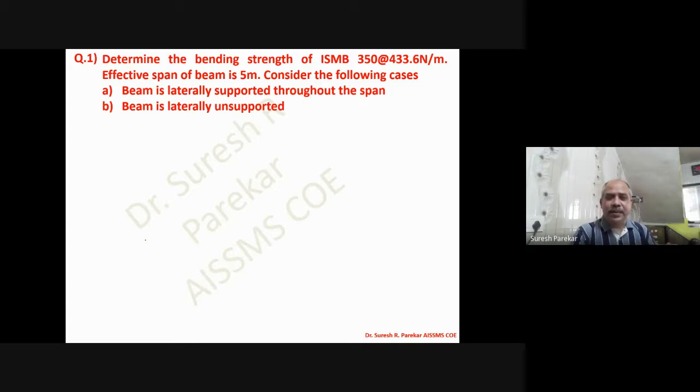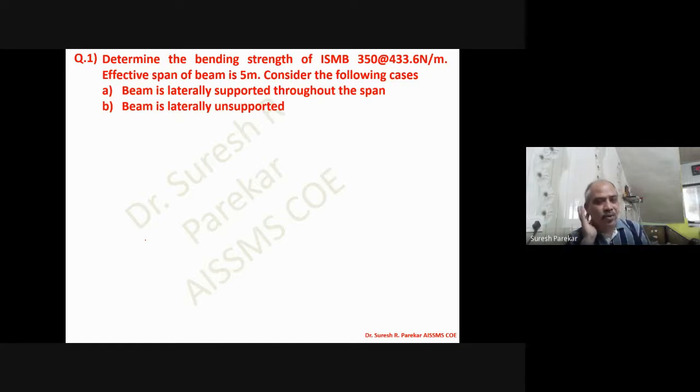Now, as I have mentioned, we have 3 problems. First problem, we have analysis of ISMB 350. Here we have considered both laterally supported and laterally unsupported. Then we have second problem, which is related with analysis and design, and that is of a laterally supported beam. And third problem, that is design, but of a laterally unsupported beam. So now first we will go with bending strength of ISMB 350, and the span is given as 5 meters. So we have 2 cases.